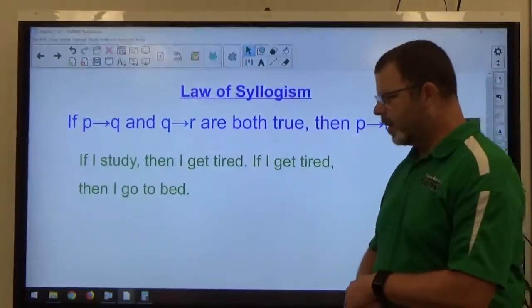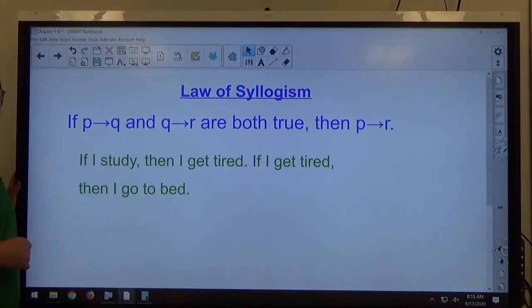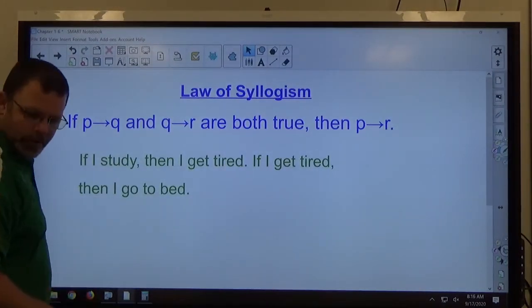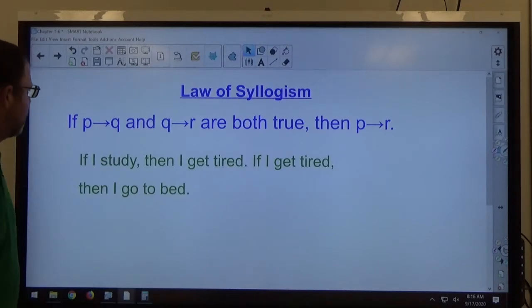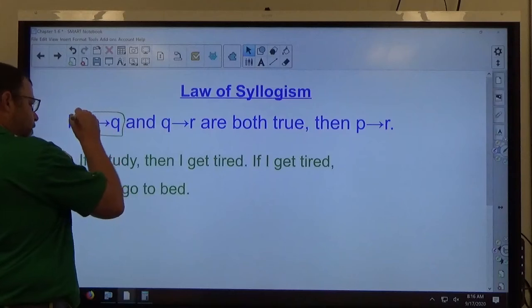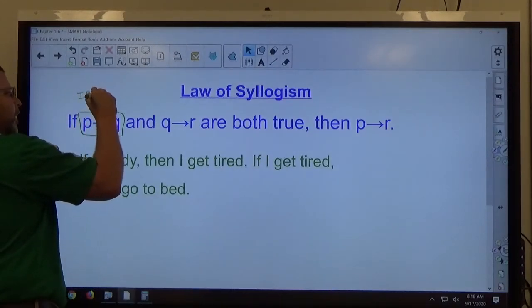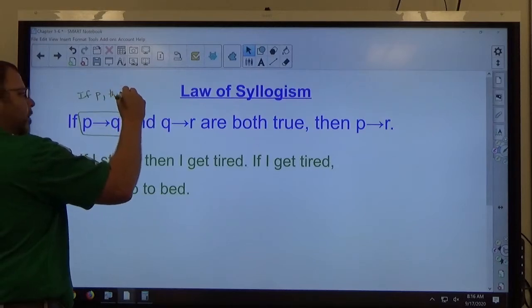Okay, so today we're going to talk about the law of syllogism. And this is what the law of syllogism states. We're going to have two conditional statements. I think we've grown accustomed to this notation here. P implies Q means if P, then Q.